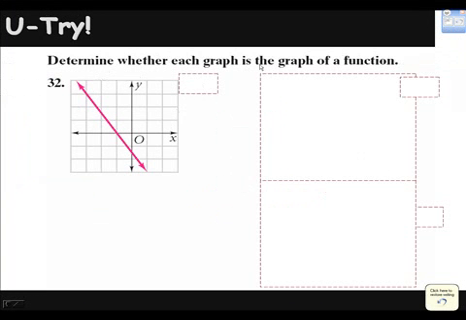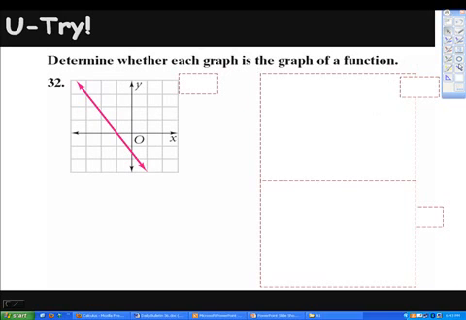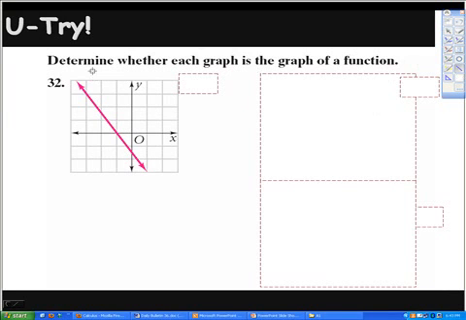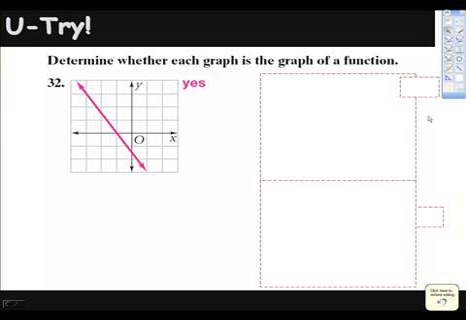Determine whether each graph is the graph of a function. The key here is if we can take a vertical line and pass it across this graph and never hit more than one point, it's a function. So imagine this vertical line. If I could just grab it and pull it across the graph, would it ever hit more than one point? Well, the answer is no. It always just hit exactly one point, and that makes it a function. So yeah, that's a function.